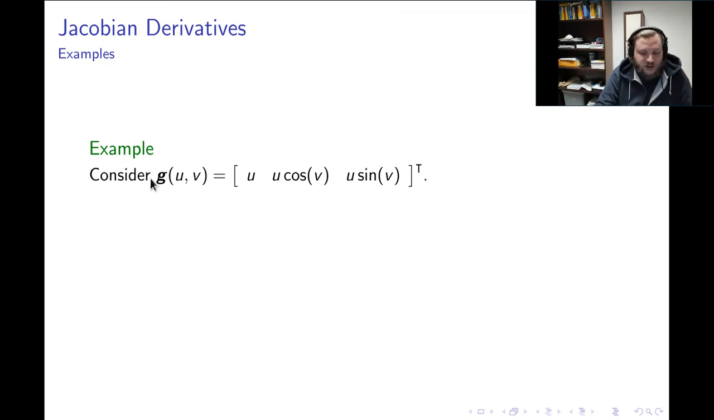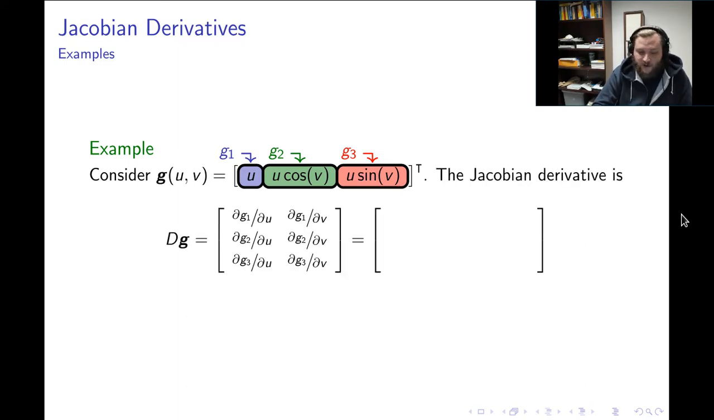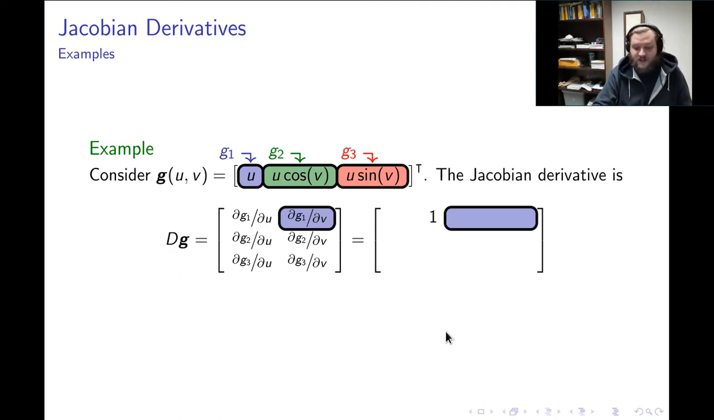Here I have a function g of two variables, u and v, and g produces three outputs. g1 is equal to u, g2 is equal to u times cosine v, and g3 is equal to u times sine of v. So what will the Jacobian derivative look like? Well, this is a function from R2 to R3, so the Jacobian derivative should be a 3 by 2 matrix. The 1, 1 entry should be the partial derivative of g1, which is just u, with respect to u, so that's equal to 1. In the 1, 2 entry, I'm looking at the partial derivative of g1, which is u, now with respect to v, though, which is equal to 0.